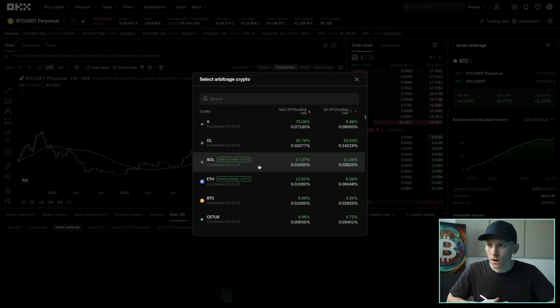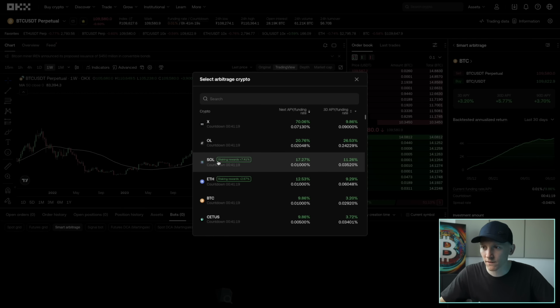And this is going to depend on the staking reward, which can change, and the funding rate, which can change. And so the funding rate that you get, or the yield that you get out of this trade, isn't fixed. It can change over time. That's one of the risks. But anyway, we'll look at Solana, for example. You can see that the next APY is 17%. That's a yearly figure, but the funding rate down here is 0.01.